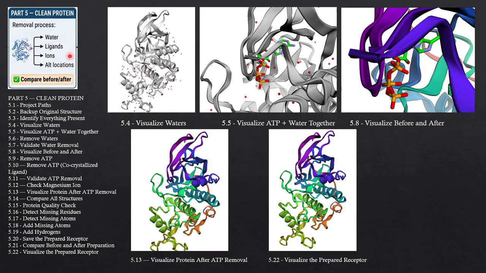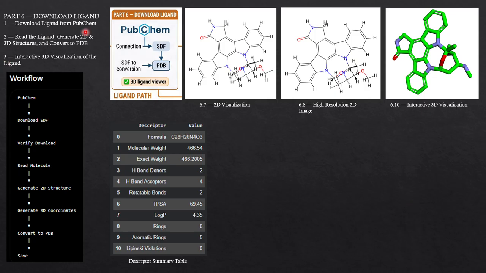Then in part 5, the cleaning process will be conducted. This is the entire workflow for part 5, where we'll clean the protein: it will retrieve the original structure and identify whether everything is present, and it will show the water molecules, and it will visualize before and after of the cleaning step, and remove the ATP, validate ATP removal, and magnesium ion, check magnesium ion, compare all the structures, and all this you can check out.